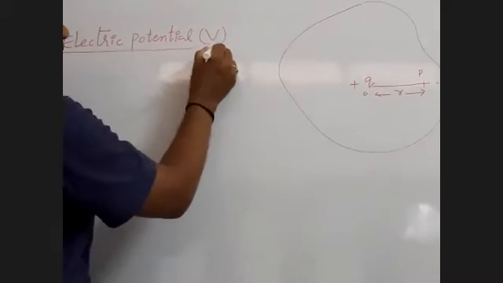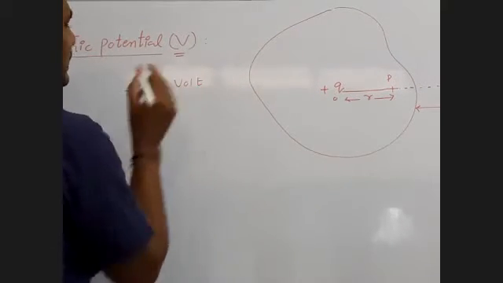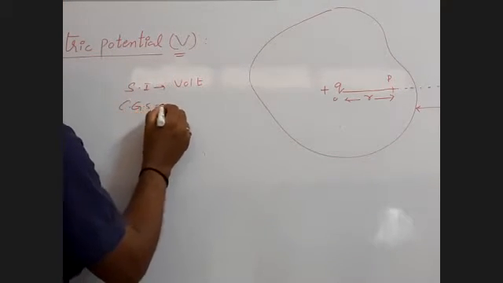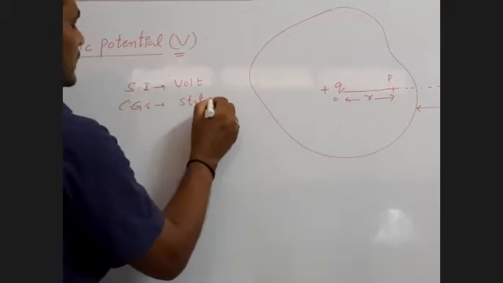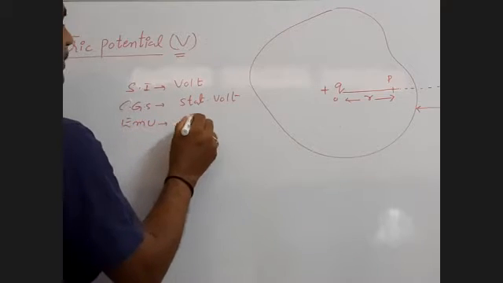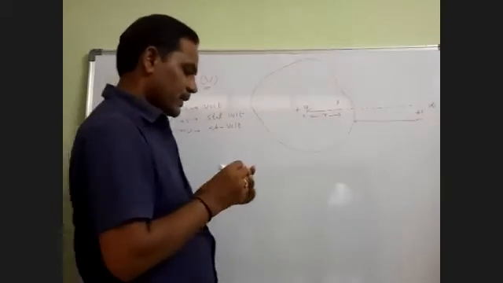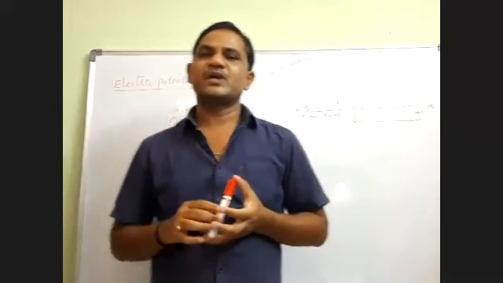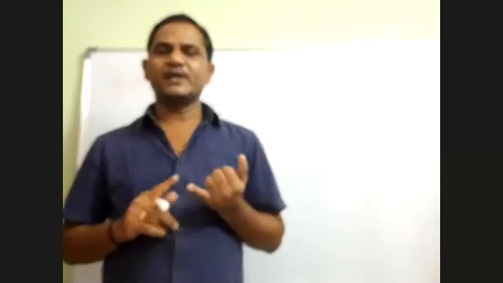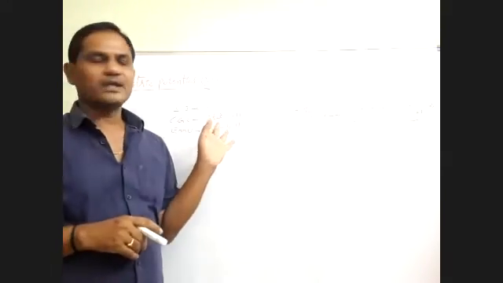Electric potential is denoted with the letter V. It is a scalar quantity. Its SI unit is volt, and the CGS unit is stat volt. The electromagnetic unit is ab volt. Why? Because the CGS unit for charge is stat coulomb and the electromagnetic unit for charge is ab coulomb. From that we are writing the corresponding units for electric potential.